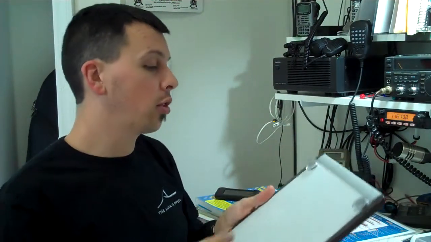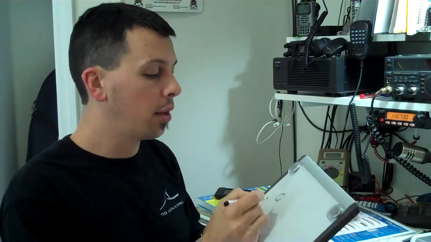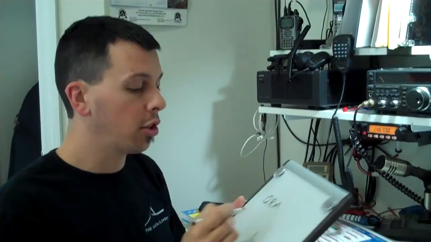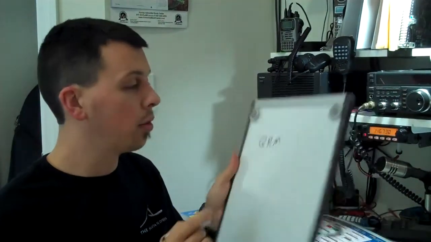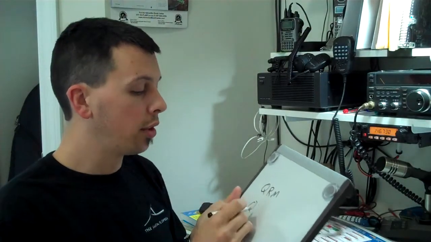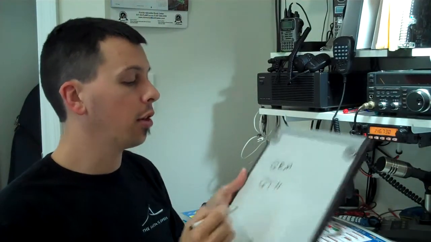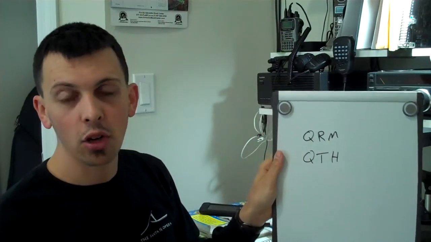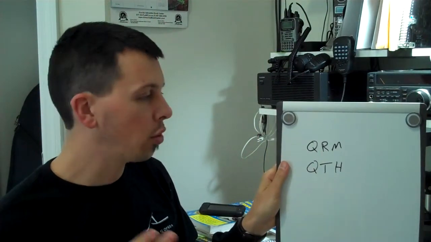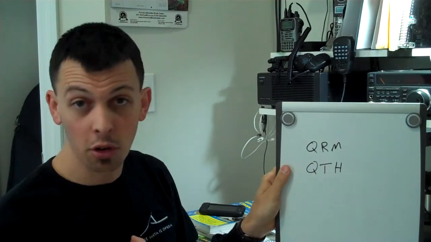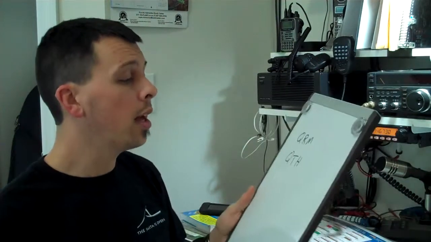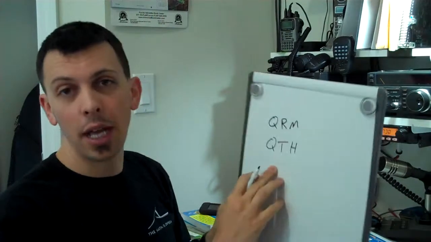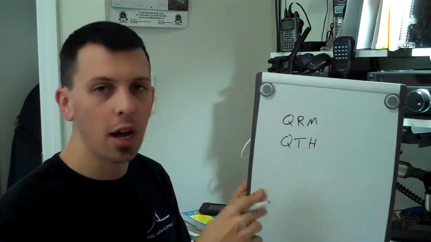There are some Q signals that we use in Morse code, and your book should list all the Q signals, or at least a good chunk of them. You can find them on the internet as well. Of course, we talked about QRM already. QRM is harmful interference. One that's not on your exam that you'll hear a lot when you're on the radio is QTH. QTH means your home or your base station. So, what's your QTH? Well, my QTH is Sarasota, Florida. All right? Don't be intimidated when you hear all these. You'll learn them with time.